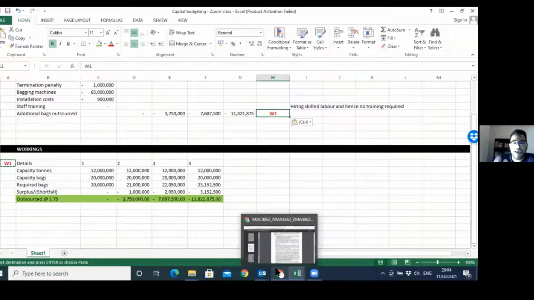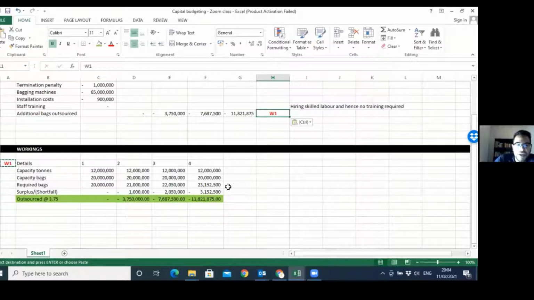Okay. Another important thing to note, let's look at year 4 over here. Let's say the required bags based on our 5% increase ended up being 25 million.